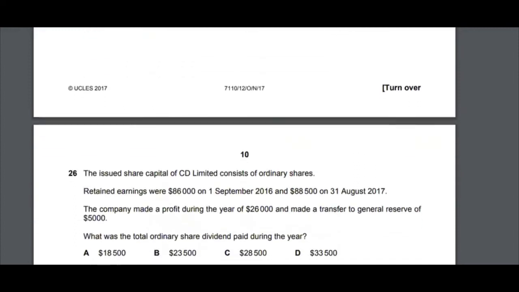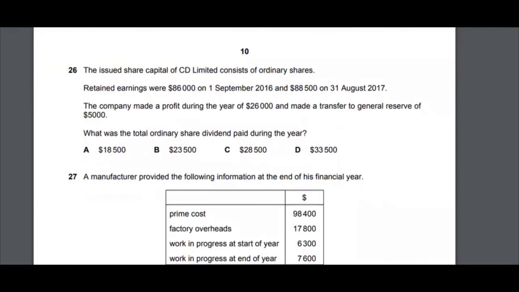Let's look at multiple choice 26. The issued share capital of CD Limited consists of ordinary shares. Retained earnings were 86,000 on 1st September 2016. And then next year at the closing, that's 88,500. The company made a profit of 26,000 and made a transfer to general reserve of $5,000. What was the total ordinary share dividend paid during the year? So you need to calculate the total ordinary share dividend paid.